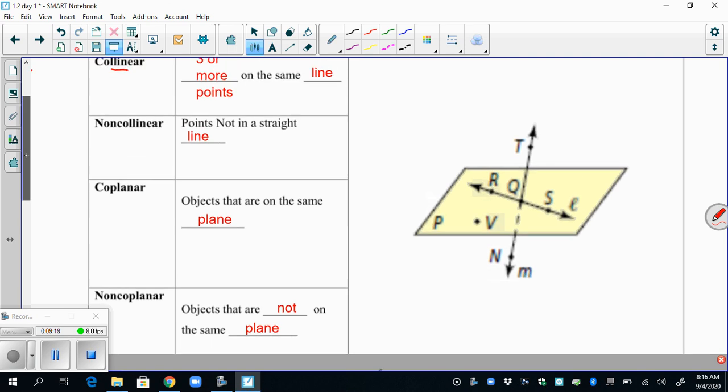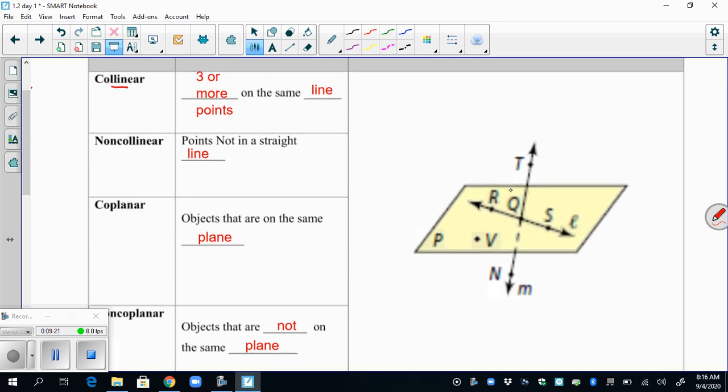So to take a look at some examples in this drawing, collinear. If I have this drawing over here, what are 3 points that are collinear? Well, R, Q, and S are collinear. Some that are non-collinear. Let's name 3 points that are not collinear. R, V, Q, non-collinear. Coplanar, things that are in the same plane. So let's pick some points that are all in the same plane. The points R, Q, S, and V are all in the same plane.